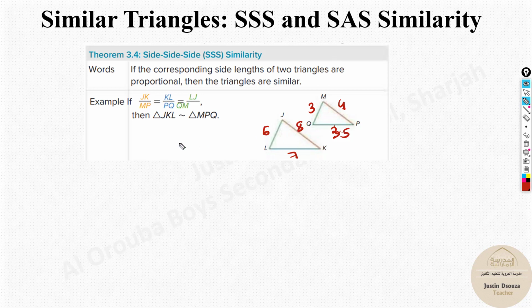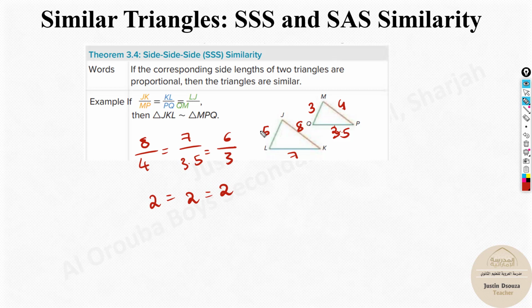JK is this line, what is the dimension? 8, divided by MP, 4. That must be equal to KL. What is KL? 7, divided by QP or PQ, 3.5. And lastly, it must be equal to LJ, that is 6, divided by QM, that is 3. Now let's solve them. 8 by 4 is 2. 7 by 3.5 is also 2. And the last one is 2. All the three sides are proportional.